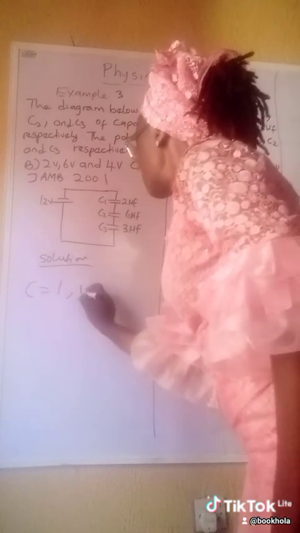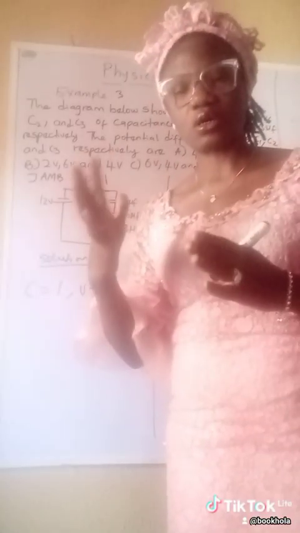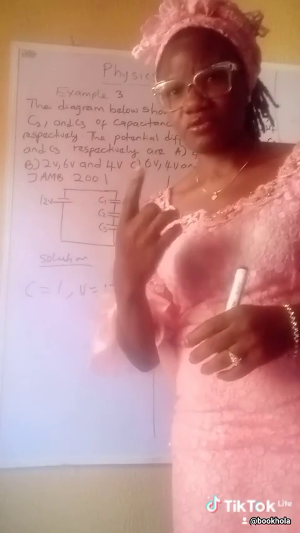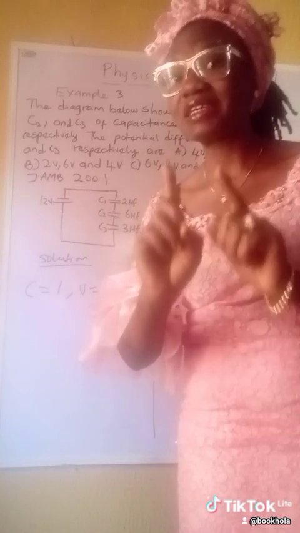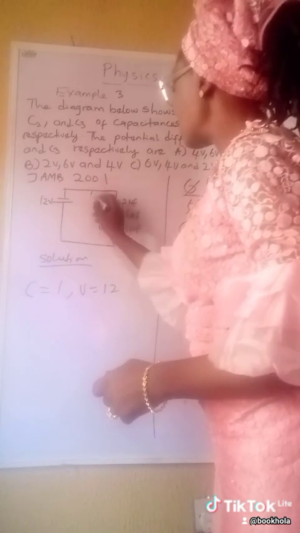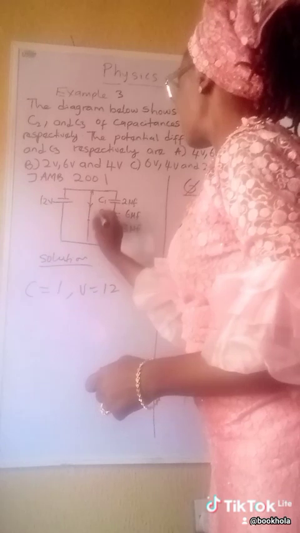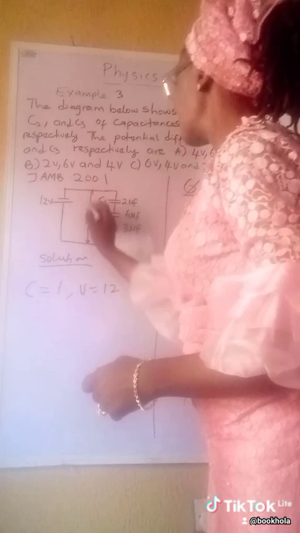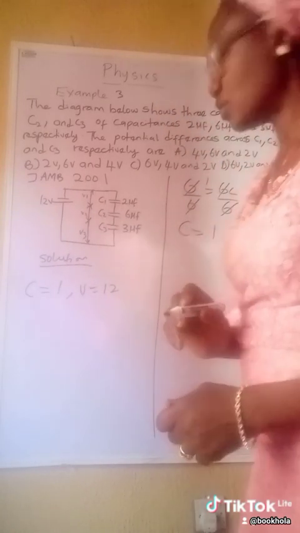And we are given V to be 12. Now remember, another thing you need to know is that for capacitors in series, they have the same charge. So we don't need to be looking for Q1, Q2, Q3. The charge is the same. But the potential difference is not the same. So it means you'll be having something like this. Let me complete their sketch for them. So you'll be having V1, V2, and then V3.